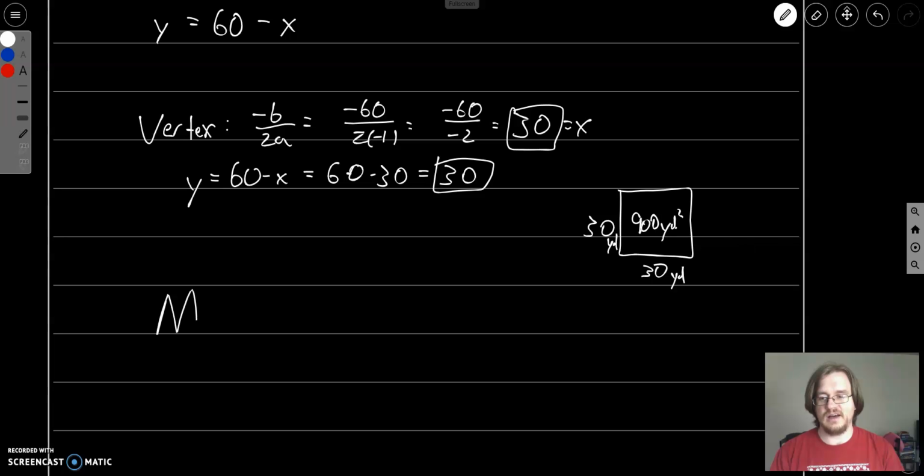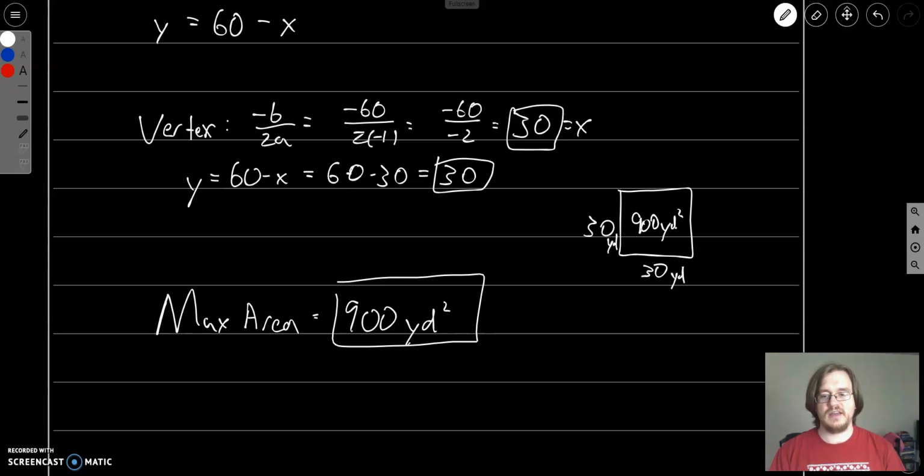So the maximum area is going to be 900 yards squared. And just as an aside, this is always going to be the case. If we want to maximize the area of a rectangular region, the maximum will always be a square.